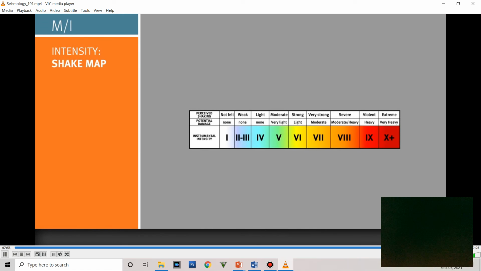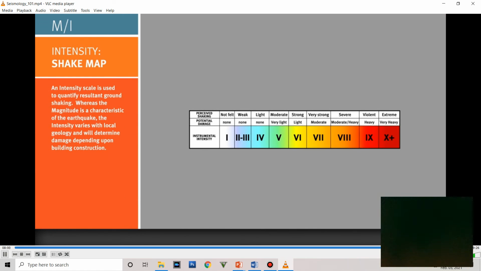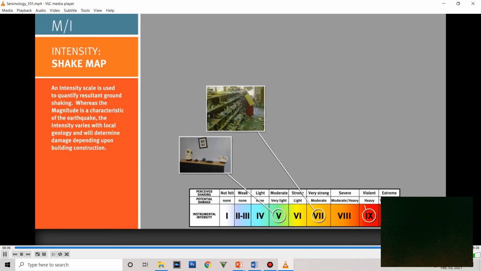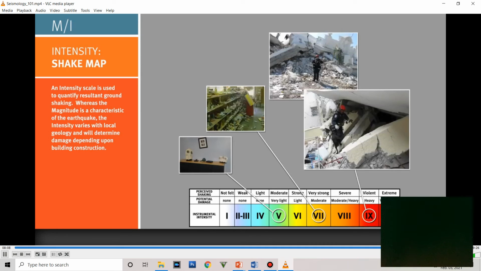It is also helpful to use an intensity scale to quantify ground shaking due to the earthquake. The shaking intensity can vary depending upon distance from the hypocenter and local geology, and is a better measure for assessing damage risk.